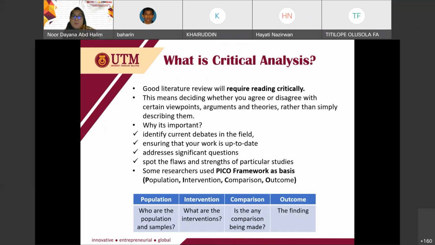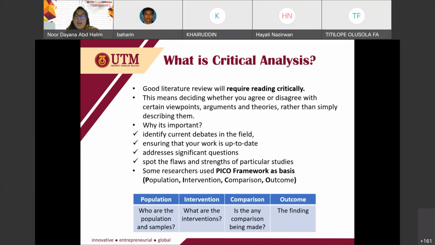Why is it important? To identify current debates in the field, ensuring that your work is up to date. Of course, this is an important thing. In the edutech field this is important because our technology keeps updating day by day, right? Today maybe we use version 2, and the next day it changes to version 3. So make sure that your work is up to date.